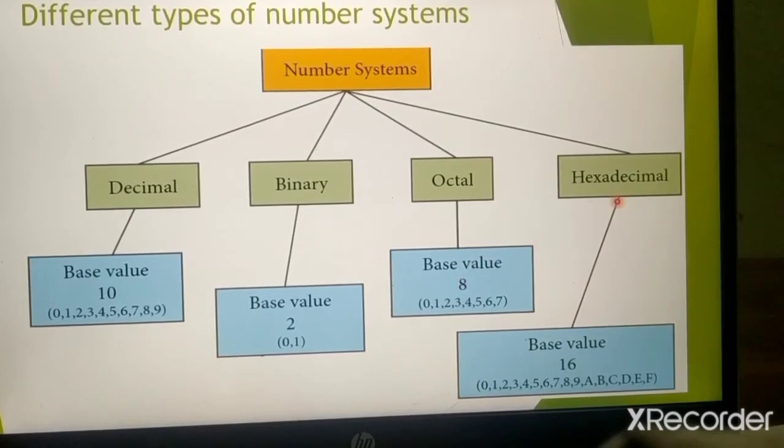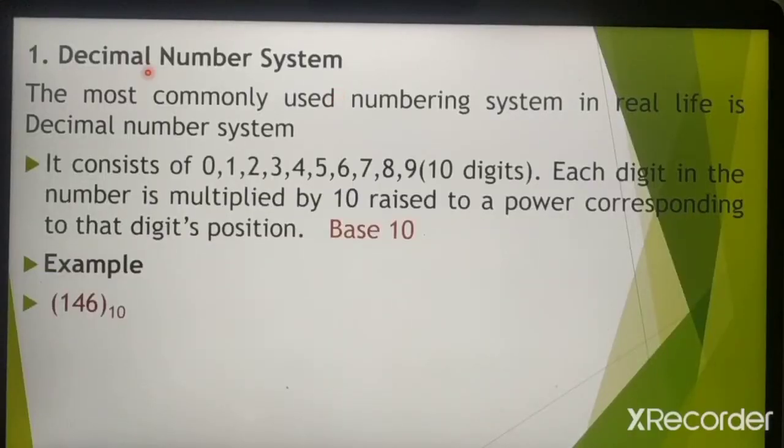Like that, hexadecimal. Hexadecimal means 16. So here we are having 0 to 9 numbers and A to F alphabets. Here we are having 16 symbols. So we are simply telling it as a 16 base value. First we can see about the decimal number system.